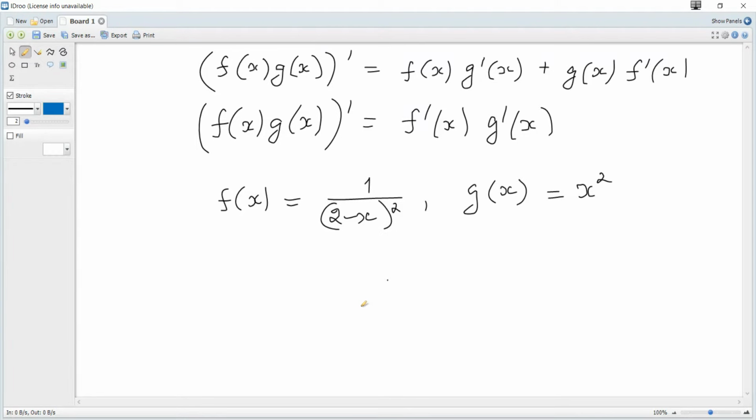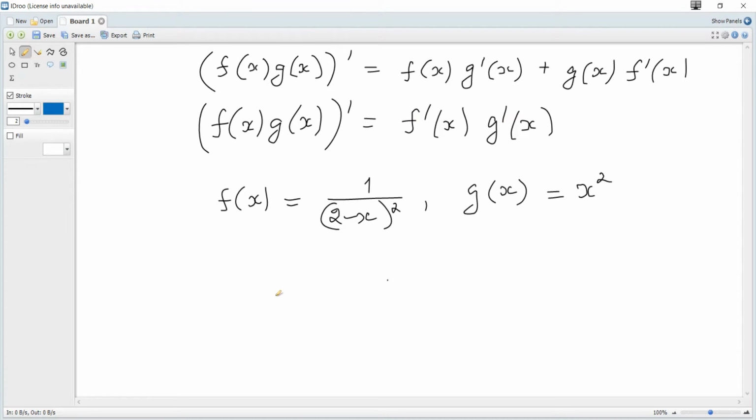If two functions f of x and g of x are differentiable, then their product is differentiable and the two functions satisfy the product rule. And it is given by our usual product rule. In this question, you will meet examples of pairs of differentiable functions f of x and g of x that also satisfy (f g)' equal to f' multiplied by g'.